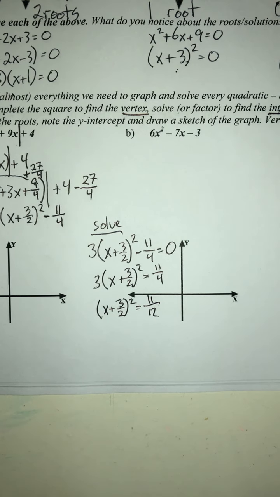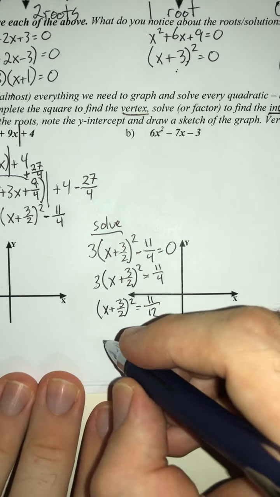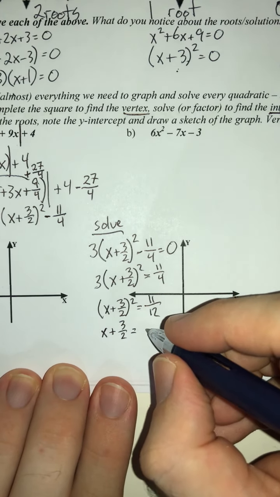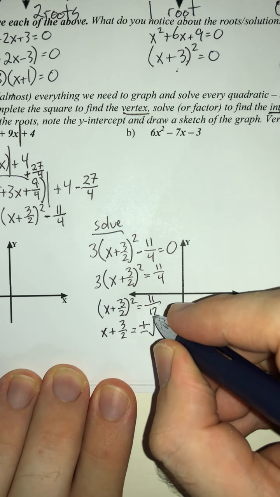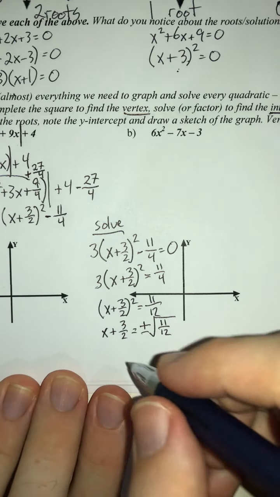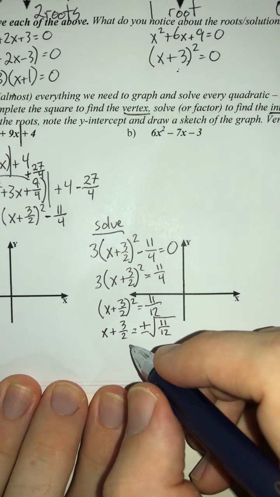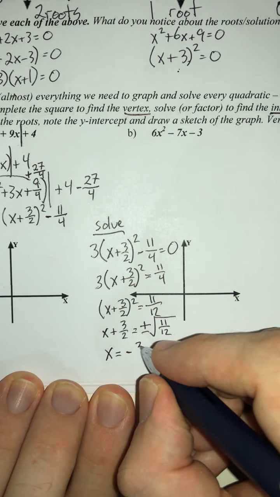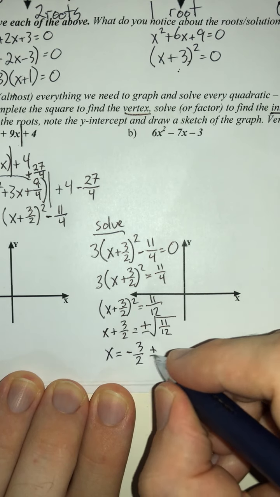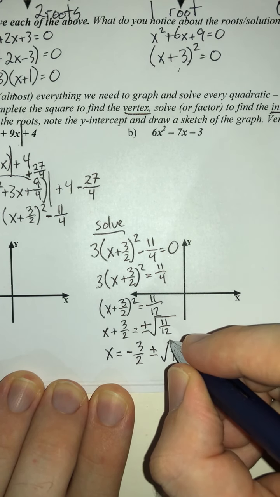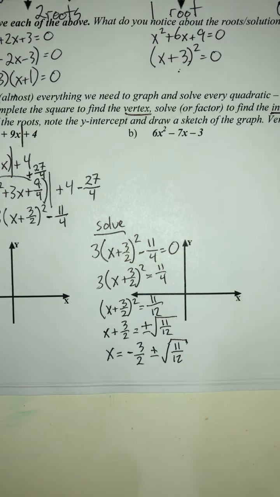Then we take the positive and negative square root. So we get x plus 3 over 2 equals plus or minus square root of 11 over 12. And then subtract 3 over 2. So x equals negative 3 over 2 plus or minus the square root of 11 over 12.